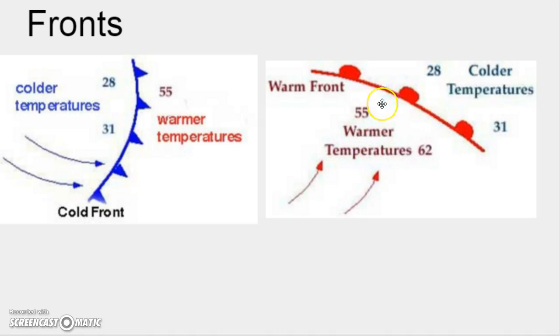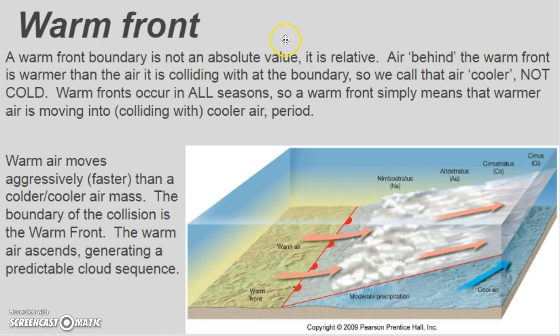It's just warmer air behind the front, and colder is simply saying, sometimes we could just say cooler. It might only be 2, 3, 4, 5 degrees cooler. So don't get caught up. A cold front doesn't mean cold air always. In the summer, we have cold fronts move through too. A warm front boundary is not an absolute value.